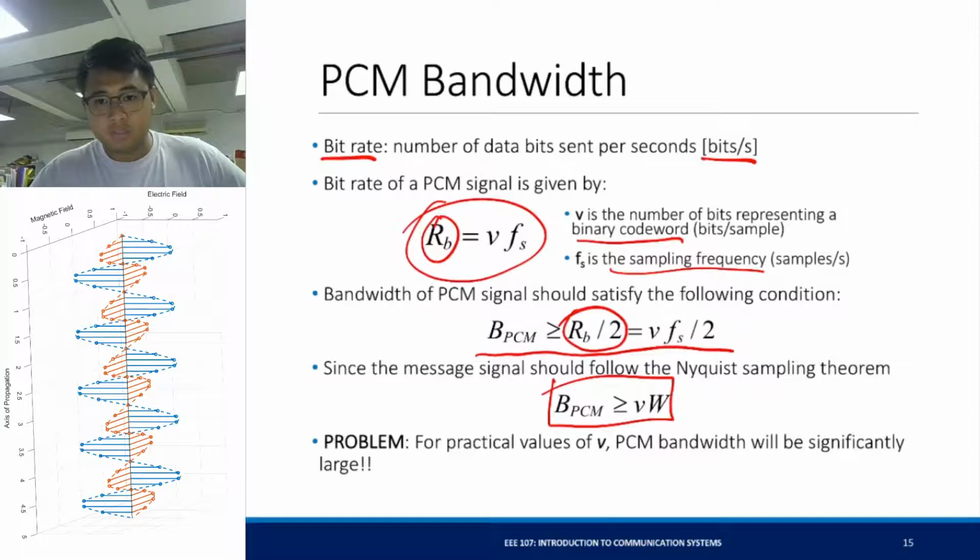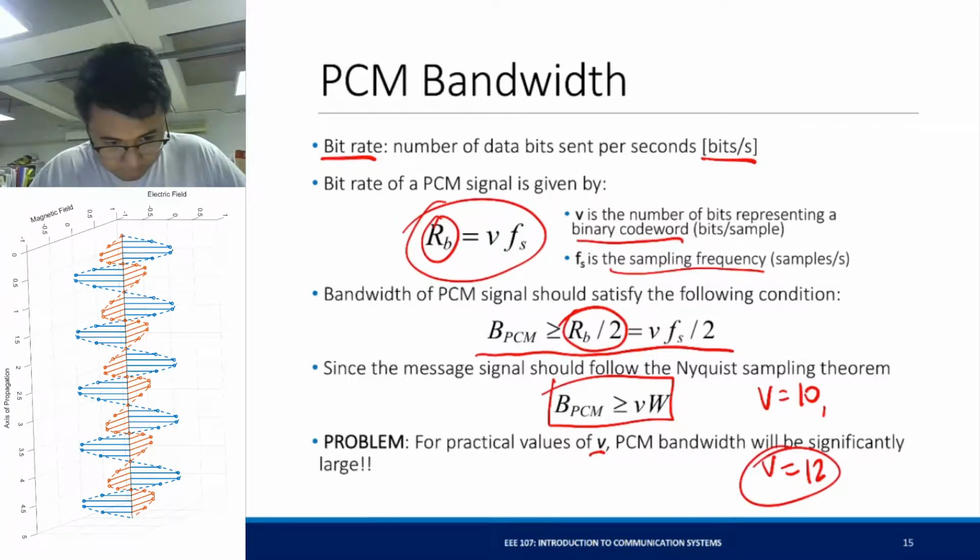Okay? So the problem though is for practical values of V, the PCM bandwidth will be significantly large. Okay? So if we need more bits to transmit per second, then we need to increase the bandwidth. The practical values of V is equal to 10, maybe even 12. Okay? And 12 is already a very powerful microcontroller. But anyway, for practical values of V, your bandwidth actually increases a lot.